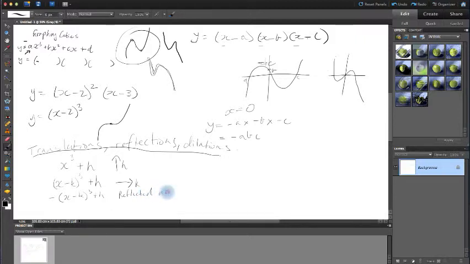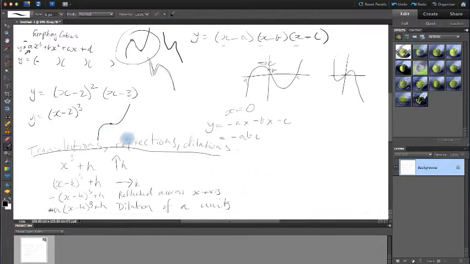Reflected across the x-axis. And now if I put a number here, say a, a times x minus k cubed plus h, that is a dilation of a units. Basically, if a is a large number, the graph is becoming skinnier, more squashed. If a is a small number, a decimal number, the graph is becoming more spread out.